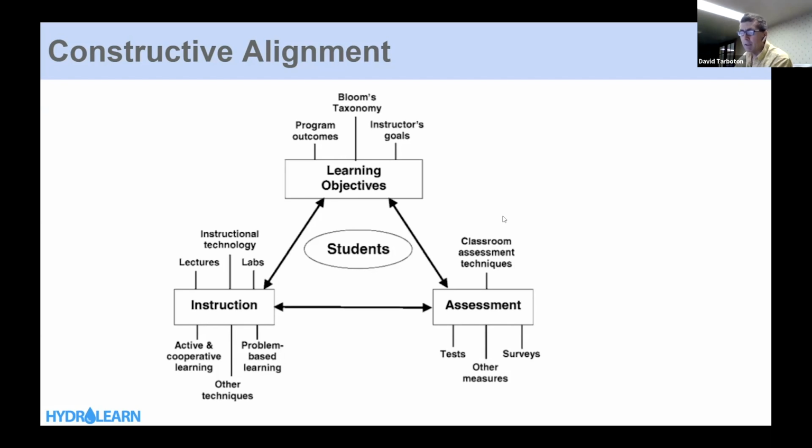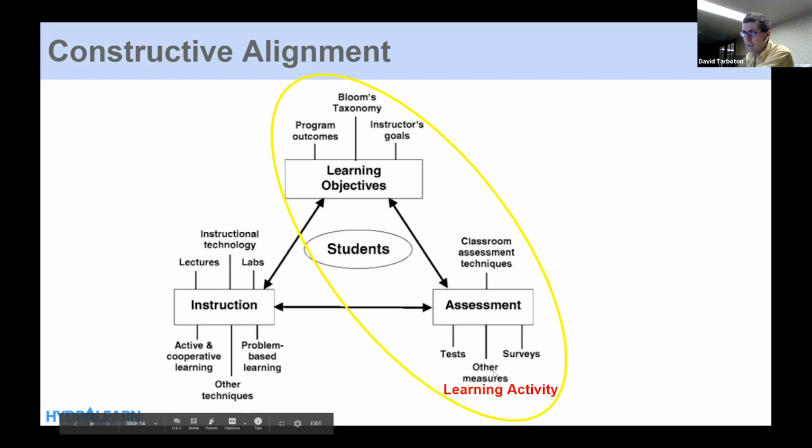So I'm gonna jump into some examples with the Beaubassin module in a bit, but our focus is really on the alignment between learning objectives and assessments, and just pointing attention that we're using the learning activities in Hydrolearn as Hydrolearn's way of doing assessments. You could also think of learning activities as fitting under instruction, and I guess they sort of span both parts of this constructive alignment triangle.